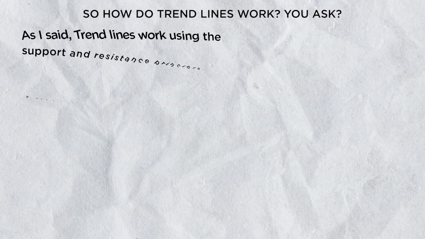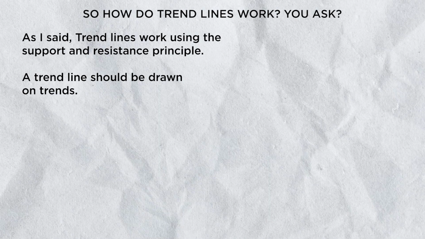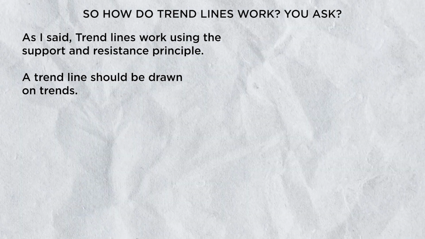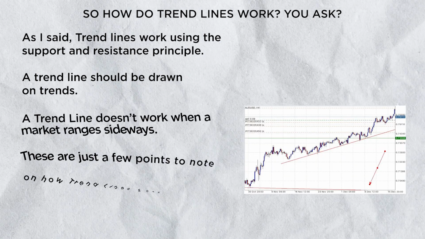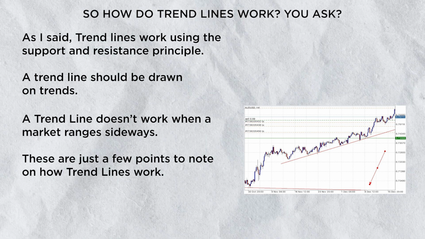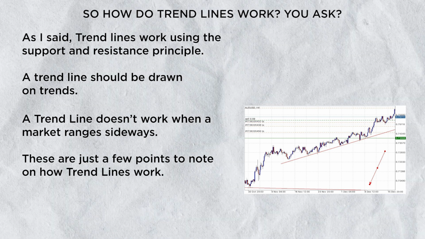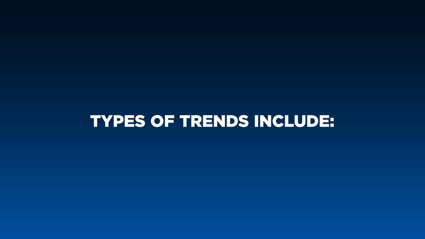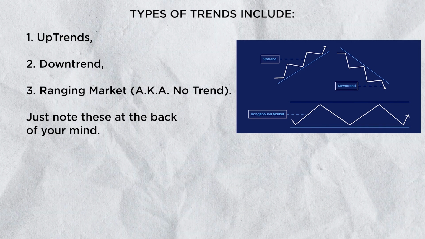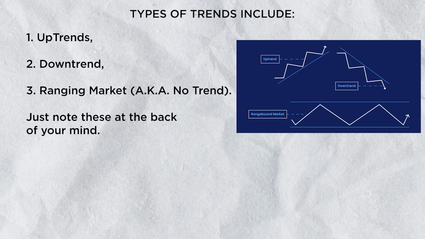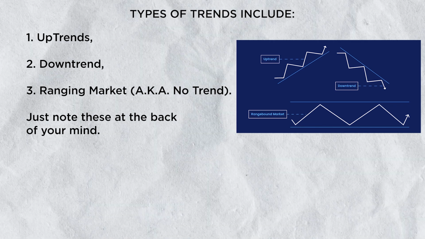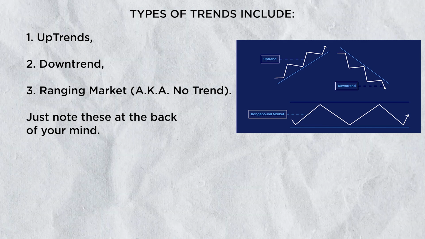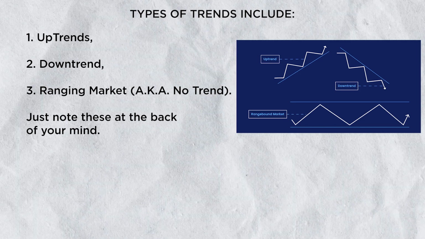As I said, trend lines work using the support and resistance principle. A trend line should be drawn on trends. A trend line doesn't work when a market ranges sideways. These are just a few points to note on how trend lines work. Types of trends include: 1. Uptrends, 2. Downtrend, 3. Ranging market, aka no trend. Just note these at the back of your mind.